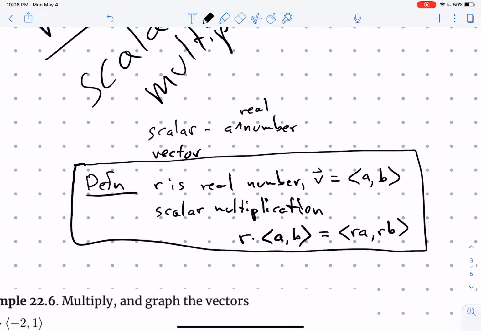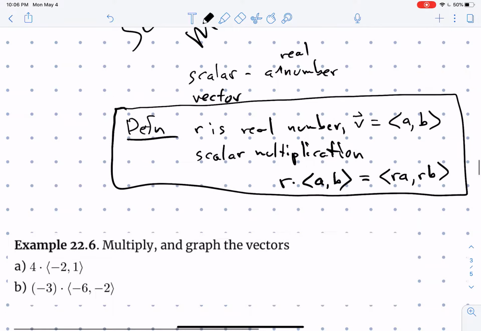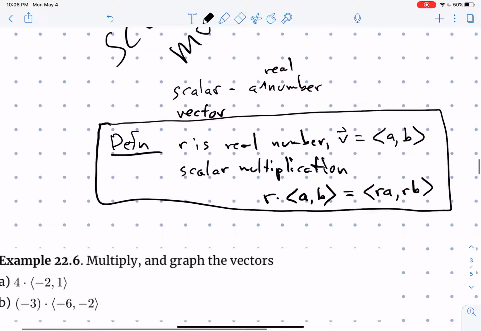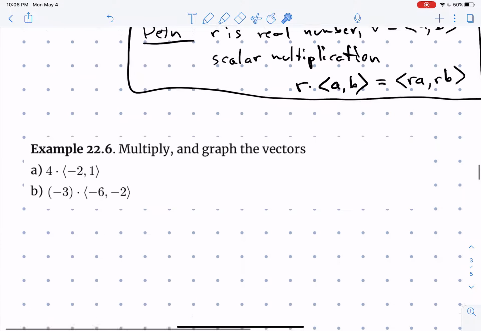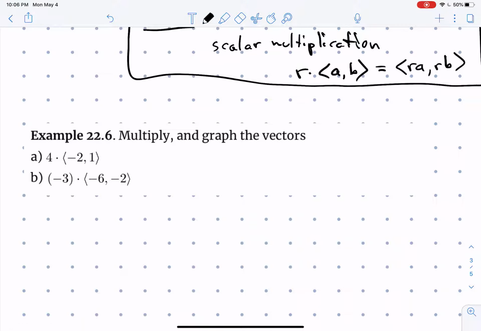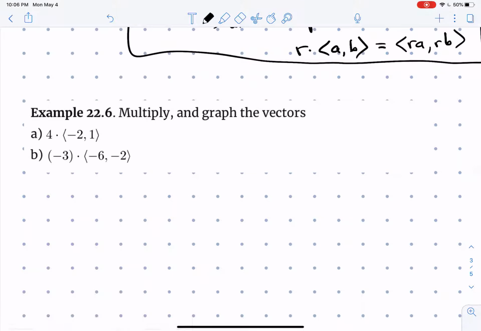Let's go ahead and see it in action, and then we'll make a little conclusion at the end about what effect this is really having. What does it mean when you multiply a vector by a scalar? Okay. So let's go ahead and take a look. Here we have part A. We're going to multiply and then graph the vectors. So in part A, I'm going to go ahead and graph the original vector, that is to say, the vector negative 2, 1. And then we're going to multiply it by 4 and see what happens.